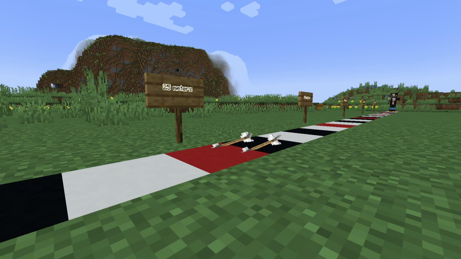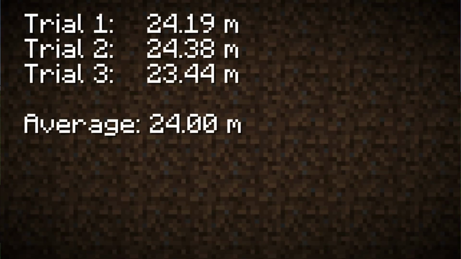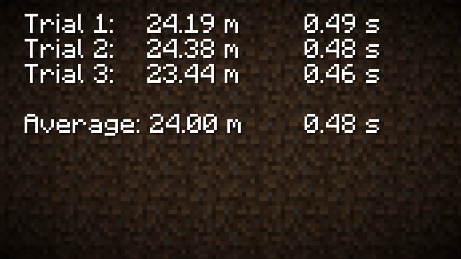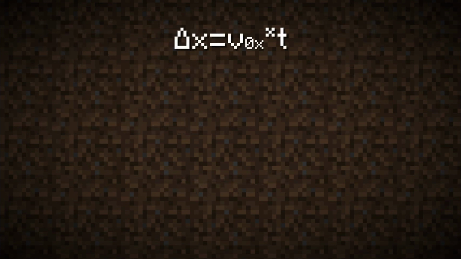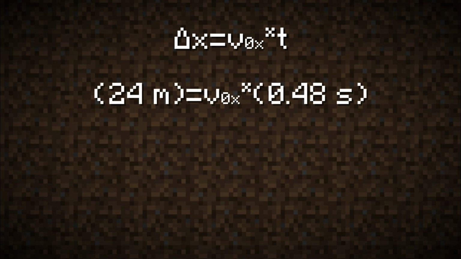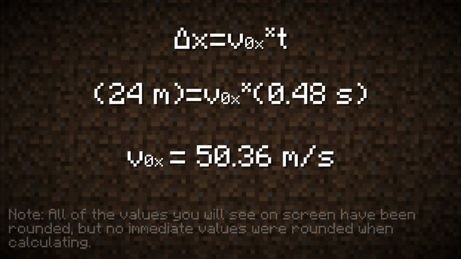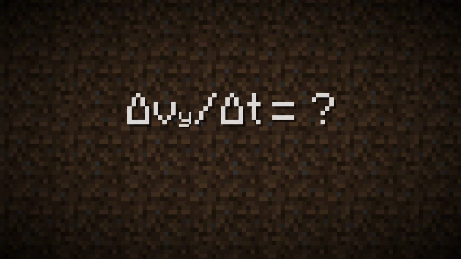During its flight, the horizontal speed will remain constant, and by measuring the change in position over the change in time, we can use the equation delta x equals v naught x times time to obtain the initial velocity of 50.36 meters per second. Now for the y component.